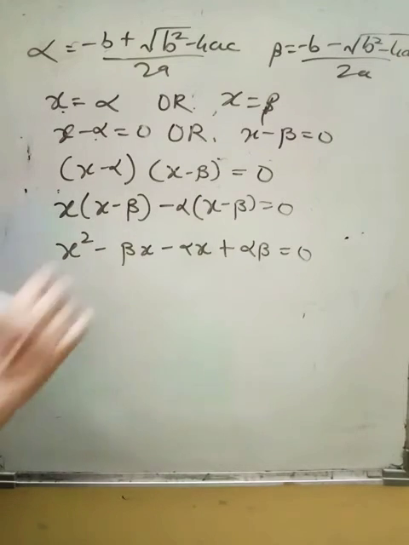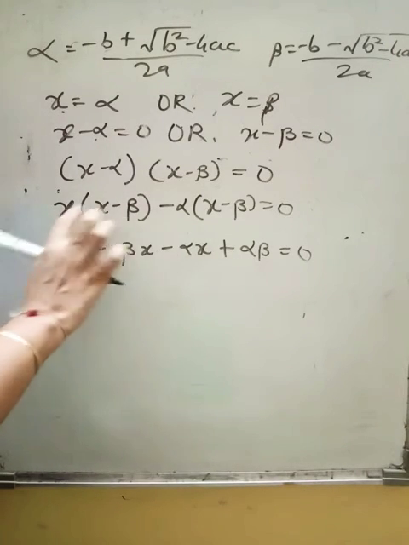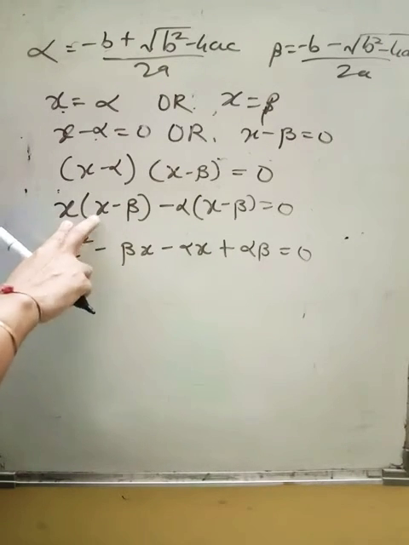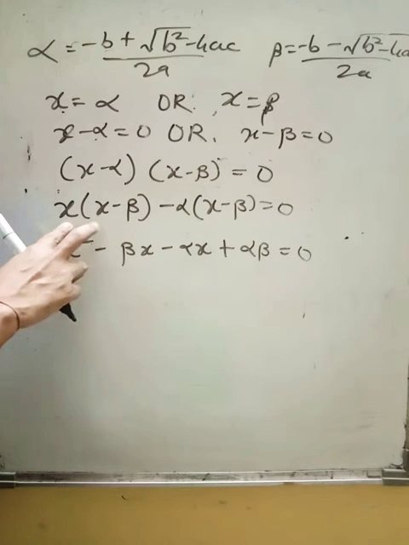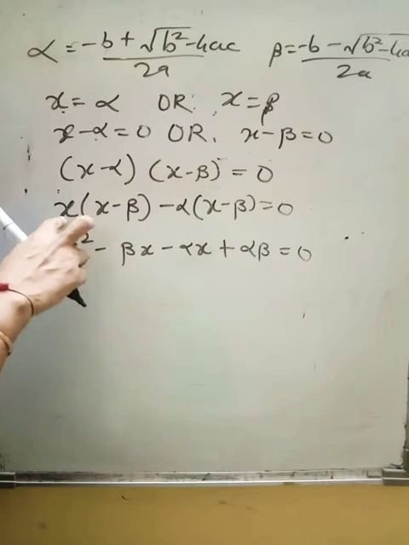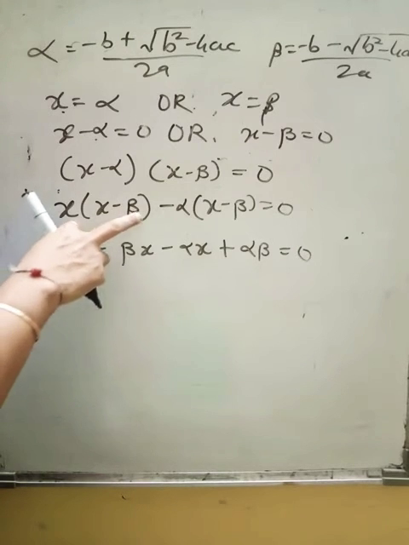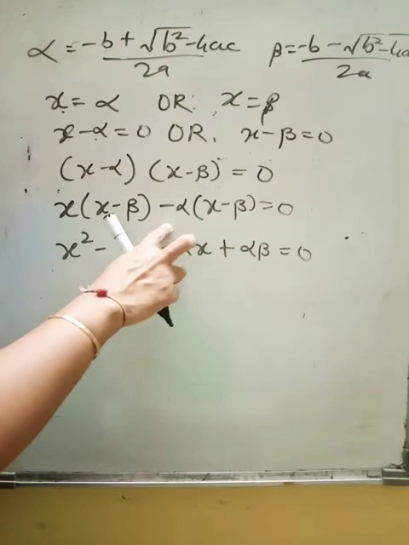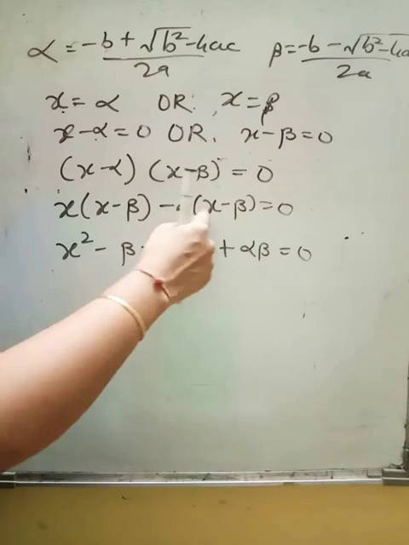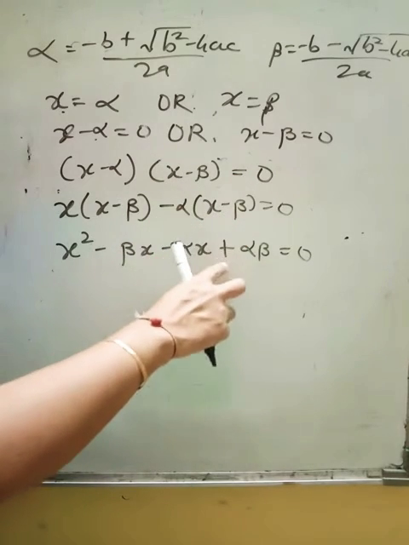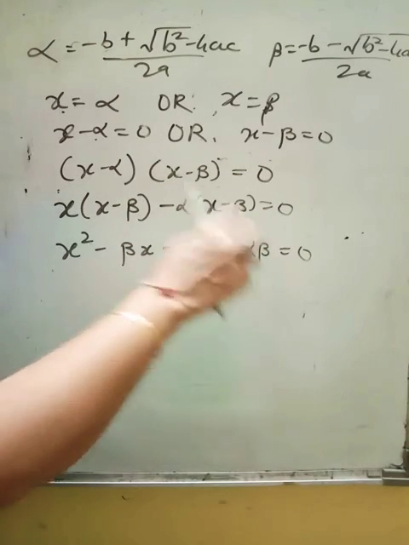Just when you open the bracket, I hope you are clear with the opening of the bracket. All the terms inside the bracket have to be multiplied by the term which is outside. So x into x is x square, x into beta is beta x, minus alpha into x is alpha x, and minus into minus becomes plus, alpha into beta is alpha beta.